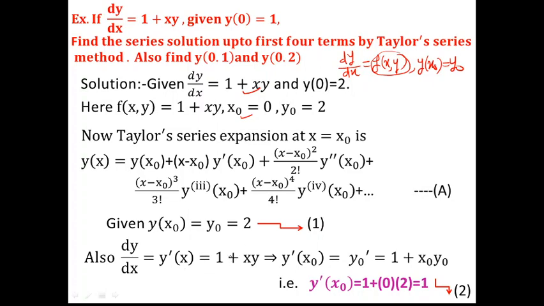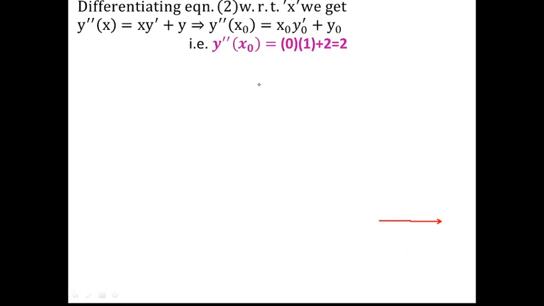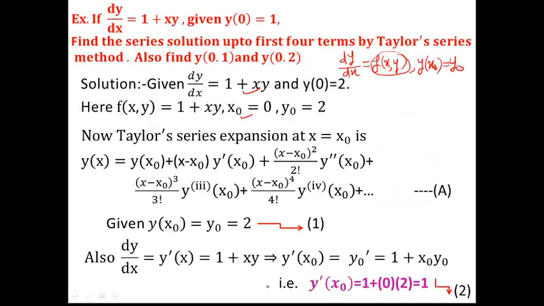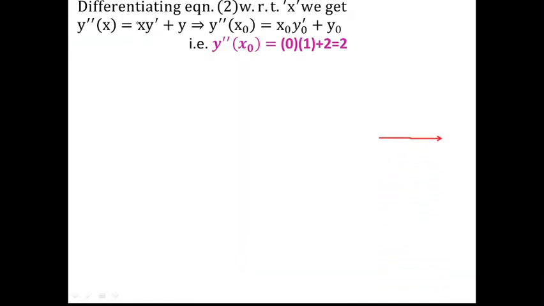This equation 2, what is that? y dash of x is equal to 1 plus xy. This we will differentiate to obtain y double dash. So what will it be? The derivative of 1 will be 0, and here we will apply the product rule to x into y. So x as it is, derivative of y will be y dash, plus derivative of x is 1 and y as it is. In this way the differentiation is done.